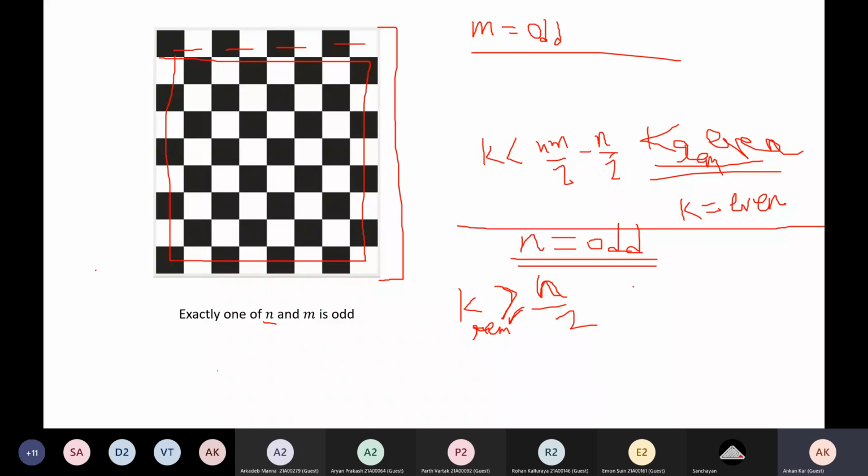You can just check. One range is k must be greater than or equal to m by 2. And the rest depends on whether n is a multiple of 4 or 2, and that's like that.